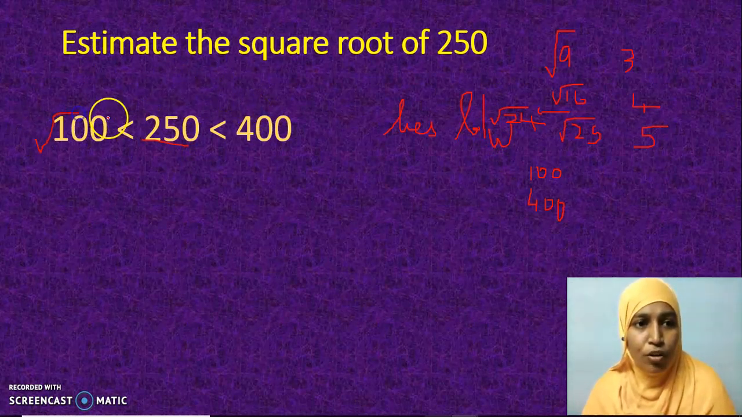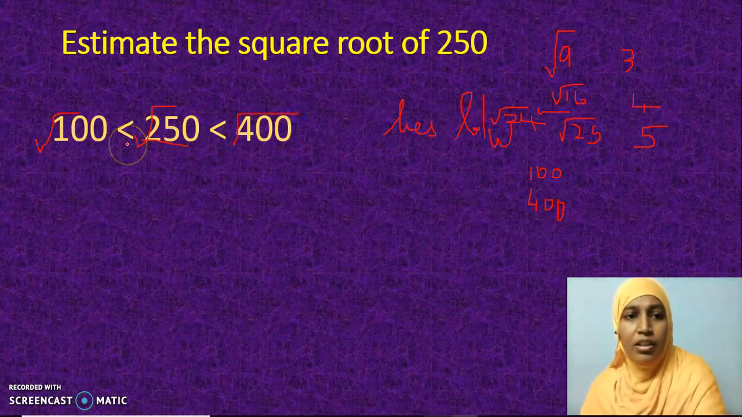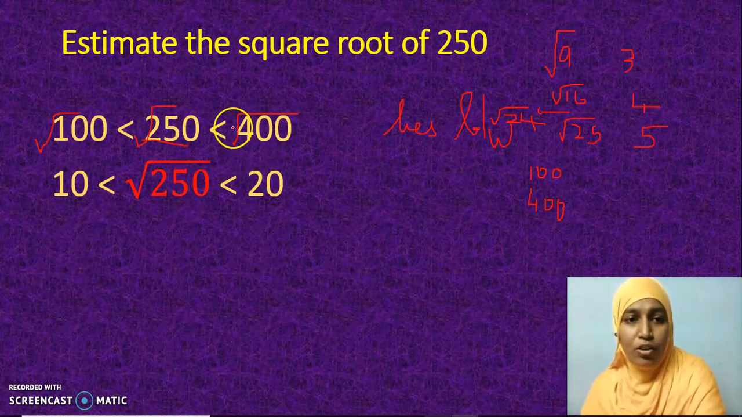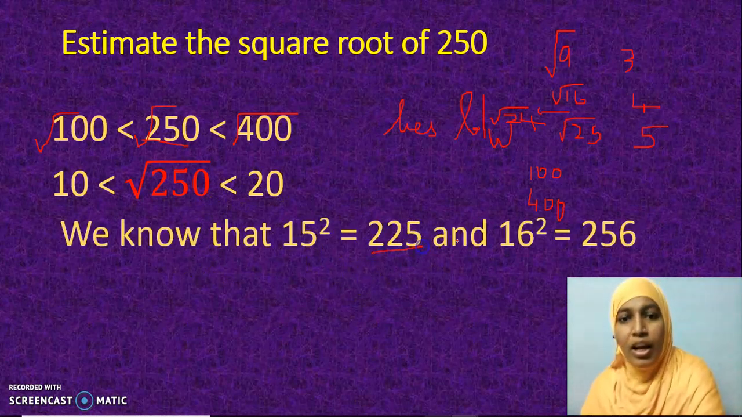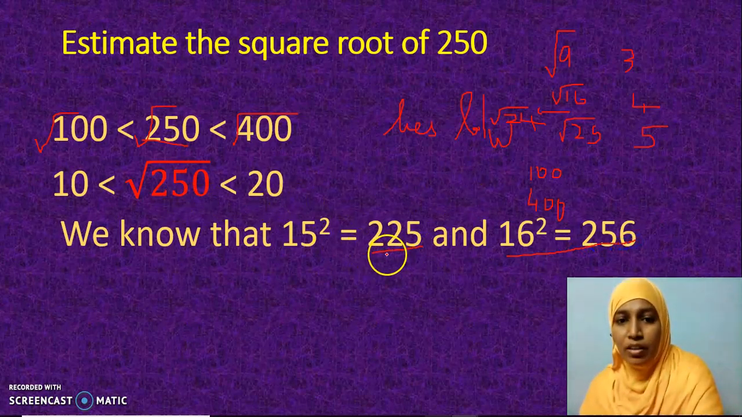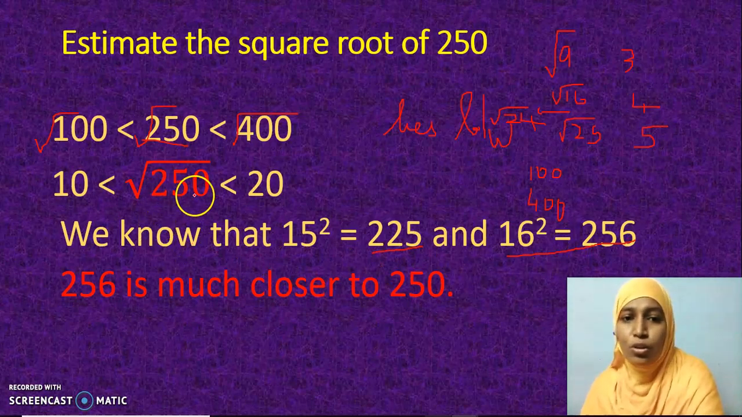Now I am going to find the square root for all three numbers, because that is my objective: to estimate the square root of 250. The square root of 100 is 10, and the square root of 400 is 20. So the square root of 250 lies between 10 and 20. In between, I know 15 squared is 225 and 16 squared is 256. Which number, 225 or 256, is much closer to 250? Yes, 256 is much closer to 250.